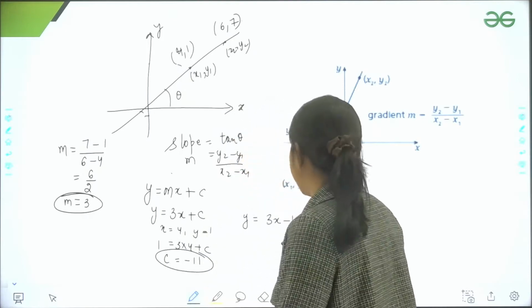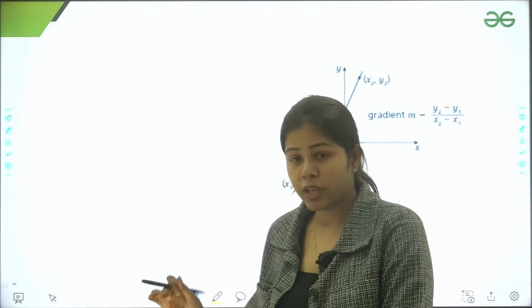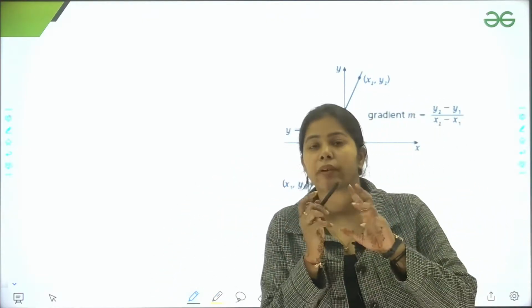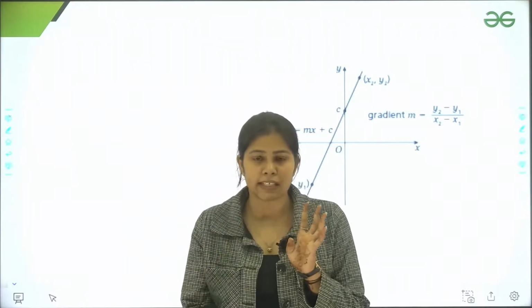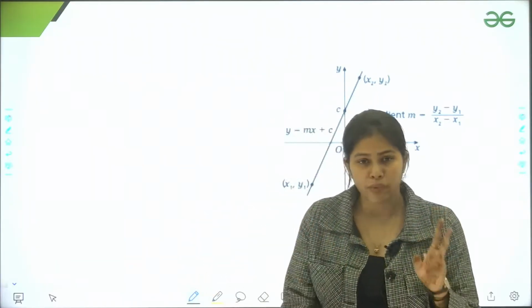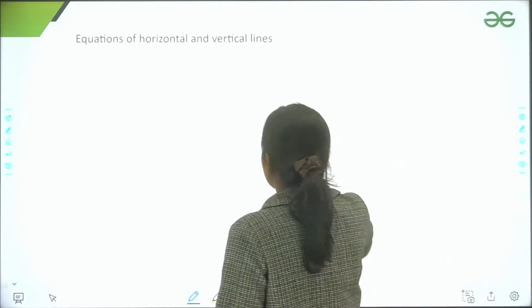Okay, so let's move forward. That's how we'll find the equation of a line. Two values are required to find the equation of a line: m, that is the slope, and c, that is the intercept. So we require 2 points. Now, the equation of horizontal and vertical lines.